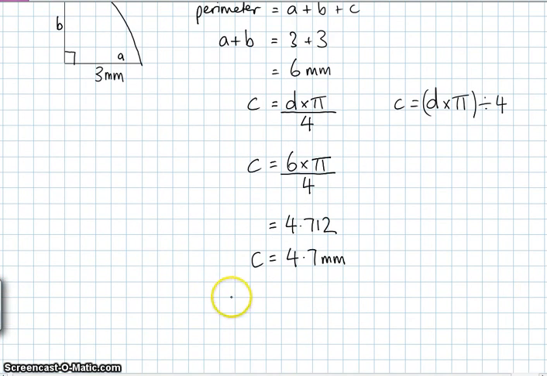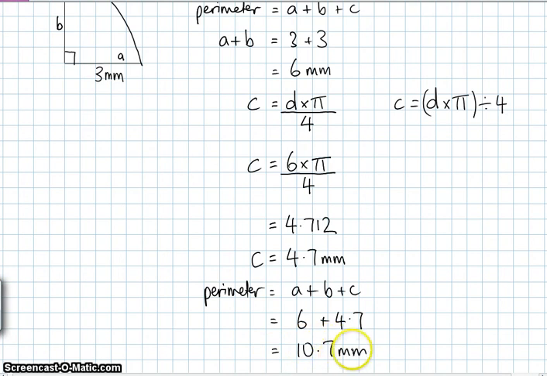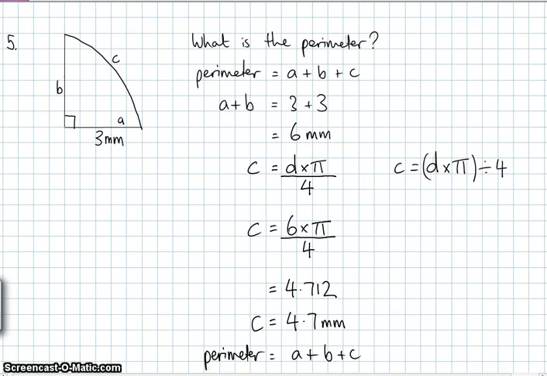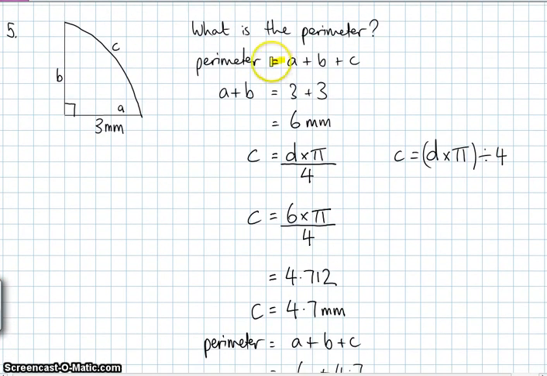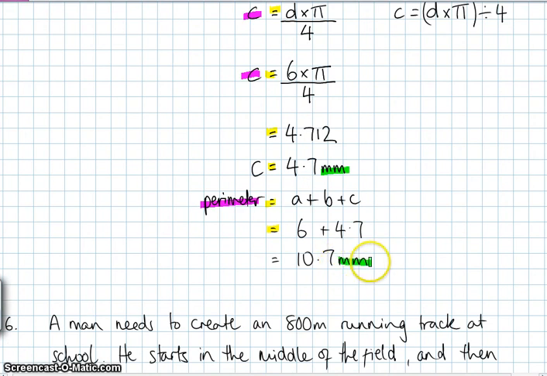Remember we said perimeter equals A plus B plus C, which is 6 plus 4.7. So 10.7 millimeters. Notice how clear and easy that is to follow. I've used the equal sign, the same line the whole way down. I've used words or letters to describe what I'm doing. And never forget the units. If you do forget the unit, you will not get the final answer correct.